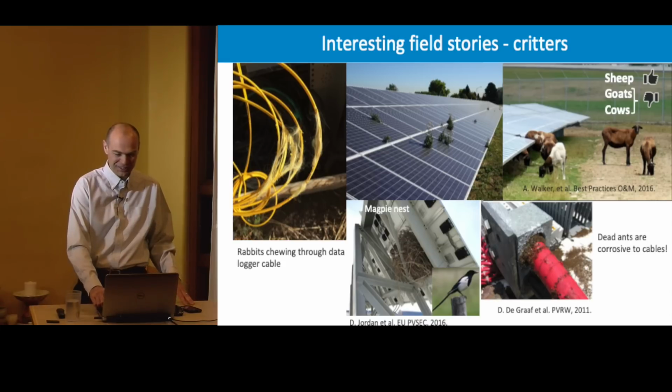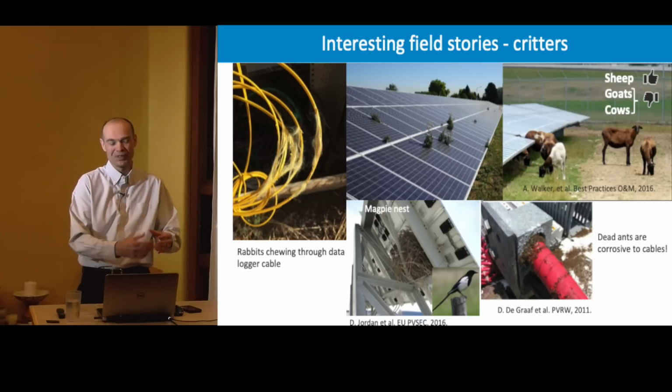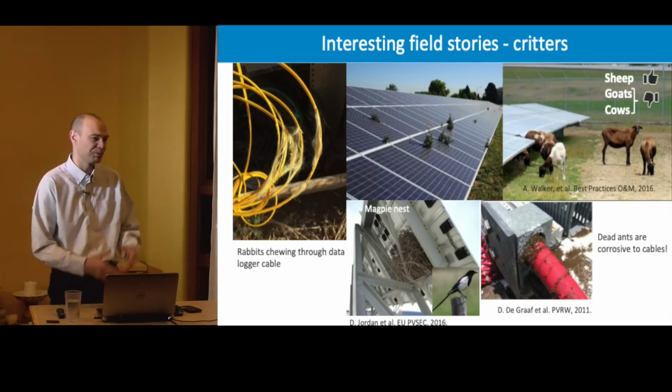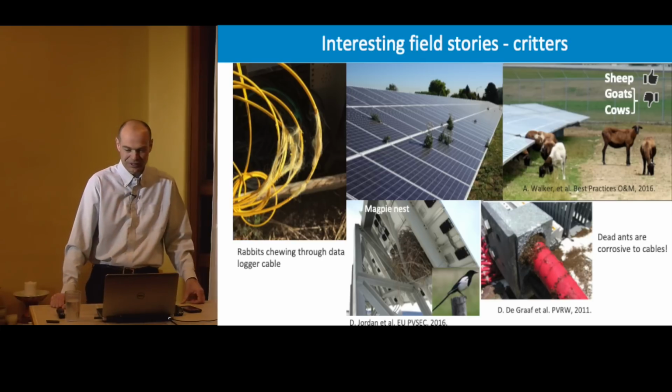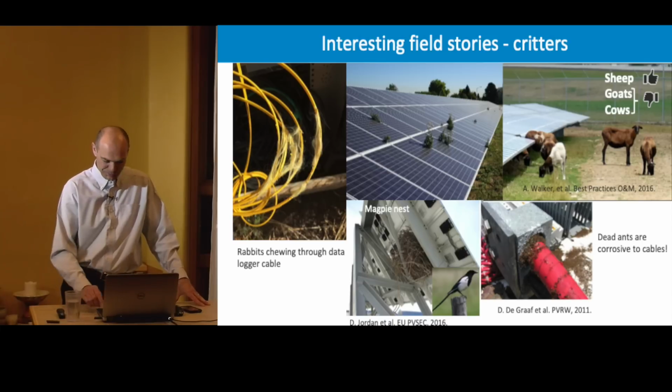And then lastly, did you know that dead insects are corrosive? Again, they're attracted to the warmth. In the combiner box, when they die, they actually corrode the cables. So there's a lot of interesting observations that you can make in the field. All the things you never want to know about PV.